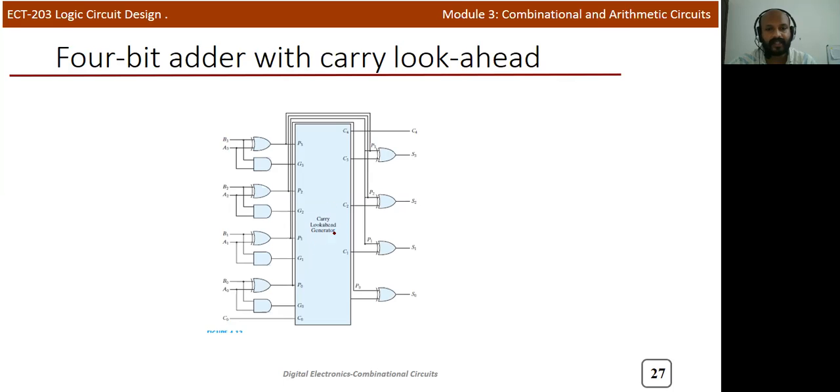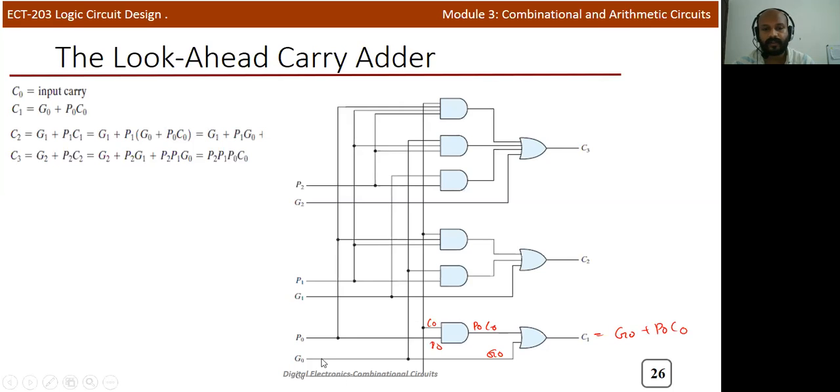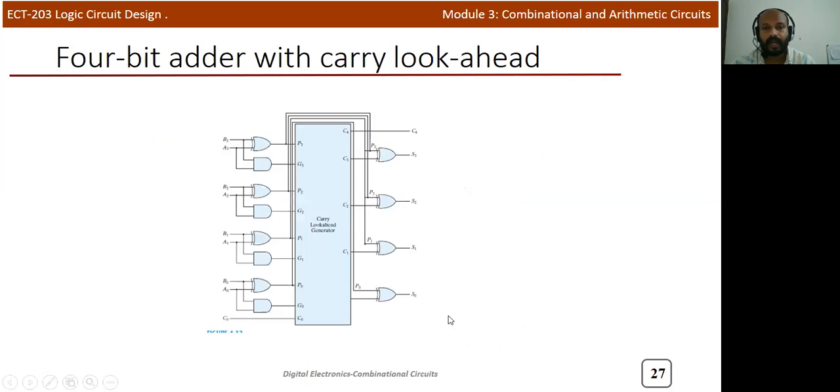So we need a look ahead carry generator module, which we already explained. This particular block shows the previous diagram, but in this case we are using 4 bits, so we need one more stage to calculate that. Here you can see C0, A0, B0, A1, B1, A2, B2, A3, B3. The output of each stage gives P0, P1, P2, P3. C1, C2, C3, C4 will be available by using the look ahead carry logic, the prediction logic.